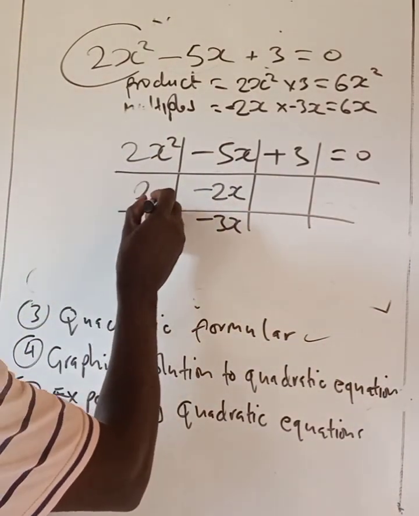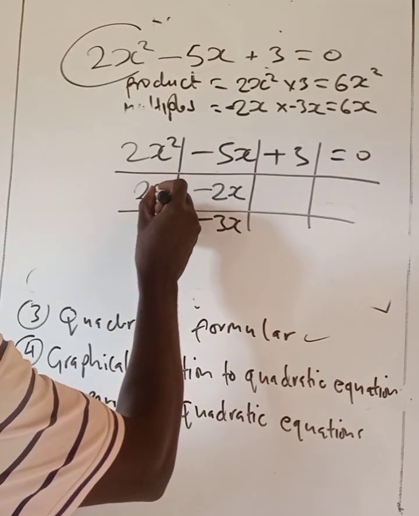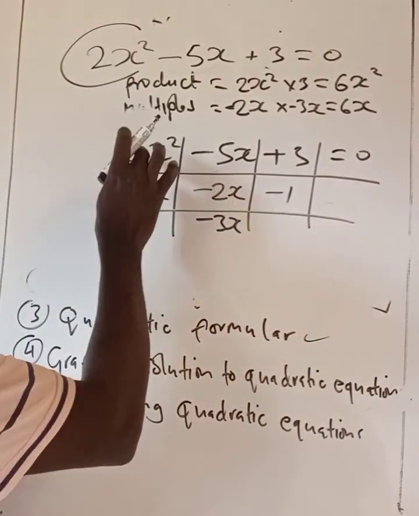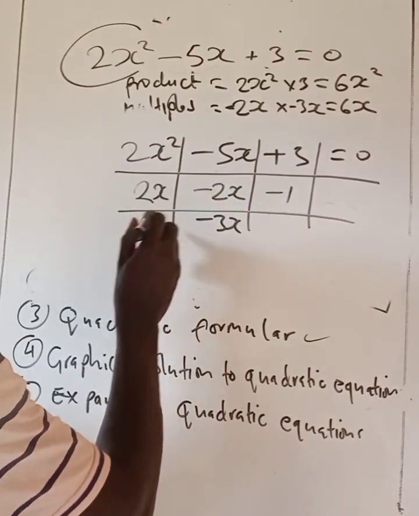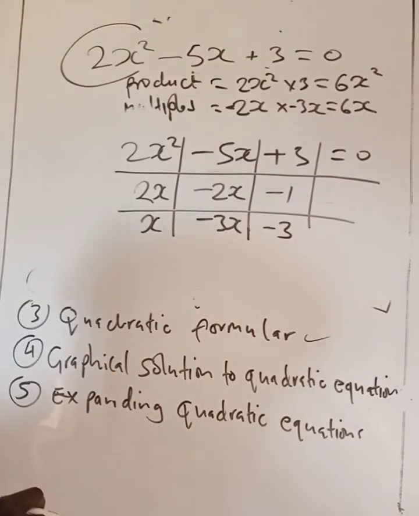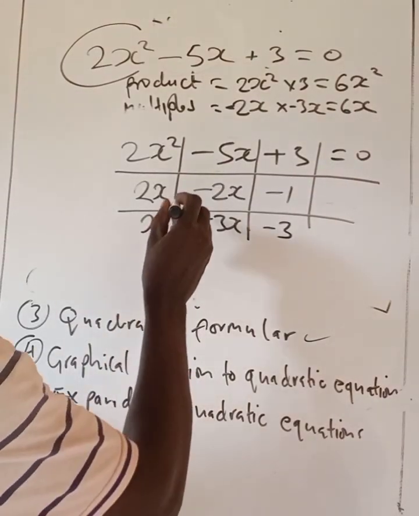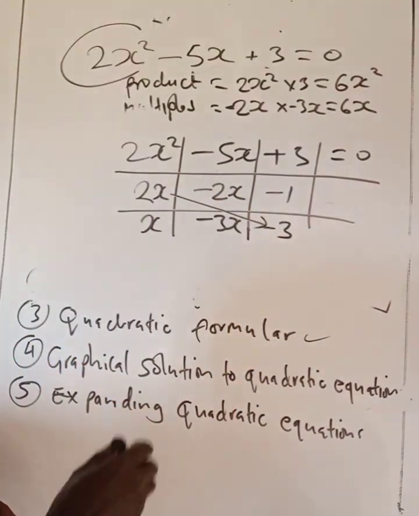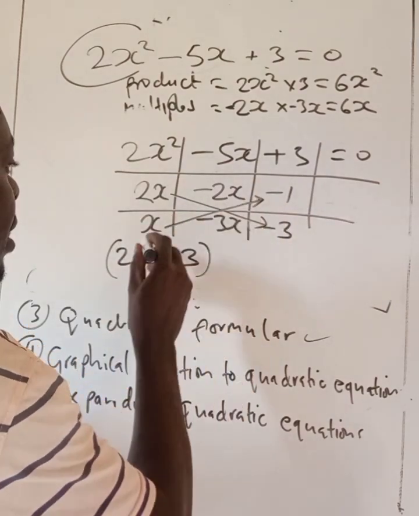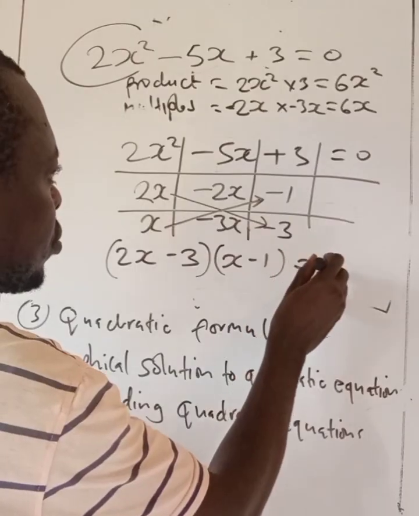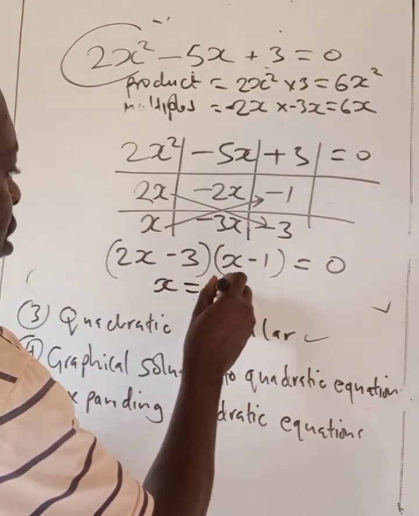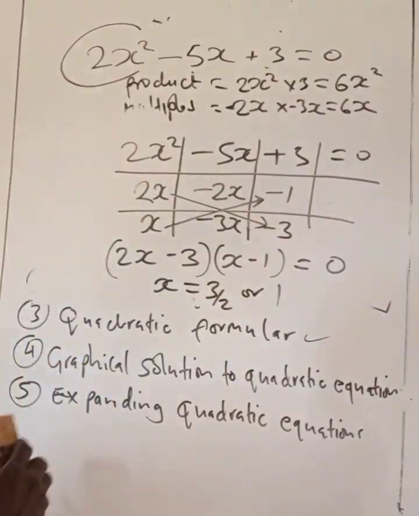So I can have 2x here, and I can have 2x here. It means I need a negative on this side to multiply with this to get that. Having taken 2x here, we are remaining with x. It means I need negative 3x on this side, so that when I multiply, I get that. Now, I draw diagonals like that, so that I have 2x minus 3. Then I draw another diagonal like that, so that I have x minus 1 is equal to 0. Factorization is complete. And then we solve for the value of x, we shall get x is equal to 3 over 2 or 1.